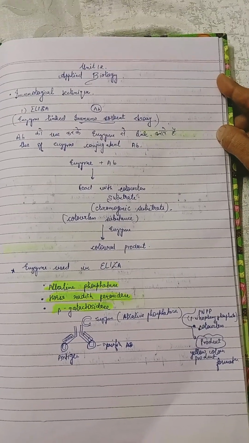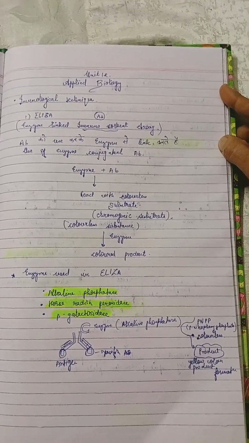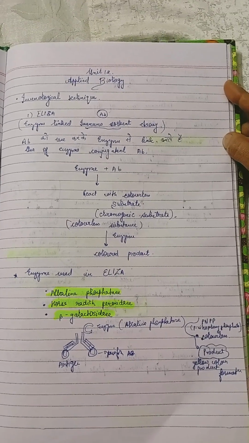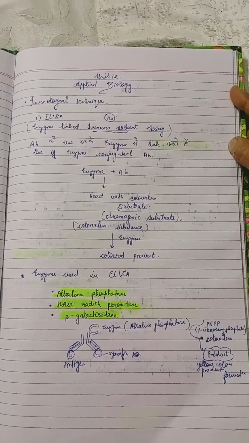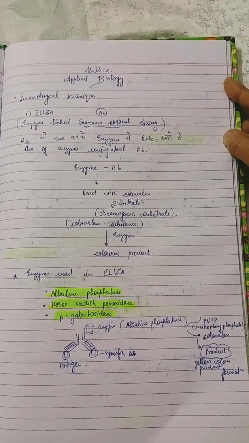The full form is enzyme-linked immunosorbent assay. As the name suggests, it is something linked with an enzyme that further shows you a colored substance by which you can detect or analyze quantitatively or qualitatively.